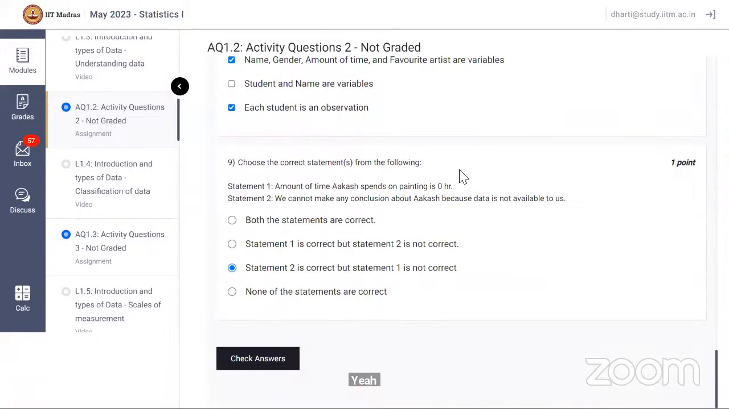Excuse me, ma'am. What is the difference between discrete data and continuous data, numerical data?